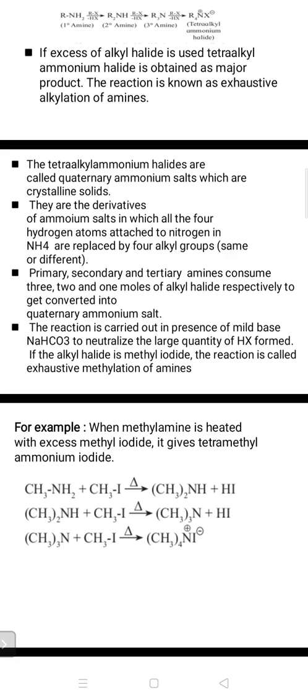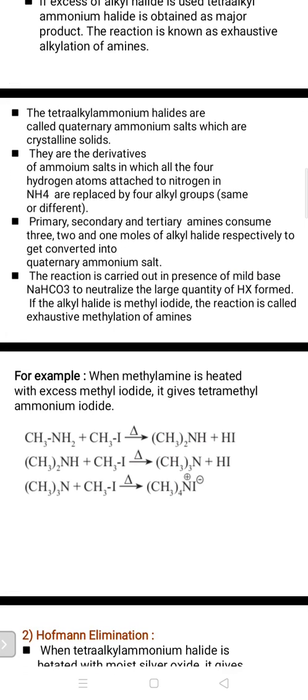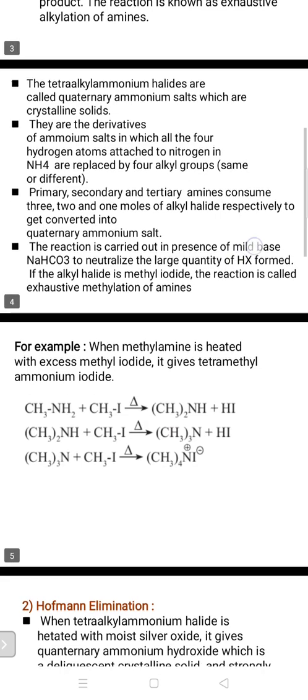The reaction can be carried out in the presence of a mild, weak base like sodium bicarbonate. It is used to neutralize the large quantity of hydrogen halide HX, like HCl, HI, HBr. Normally we are using HCl in this reaction. If the alkyl halide is methyl iodide, then the reaction is called exhaustive methylation of amines, because instead of an alkyl group we add a methyl group. So it is called exhaustive methylation of amines.